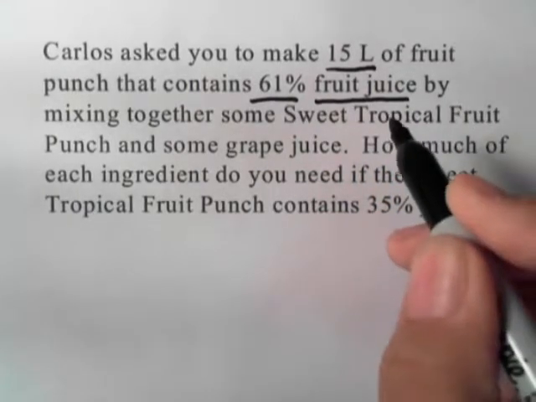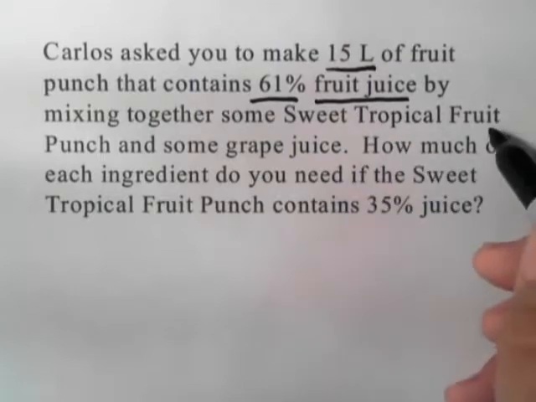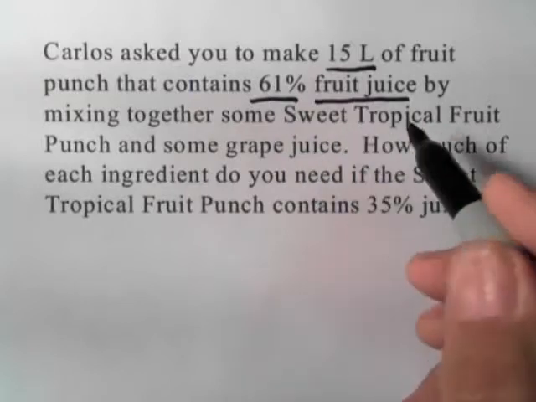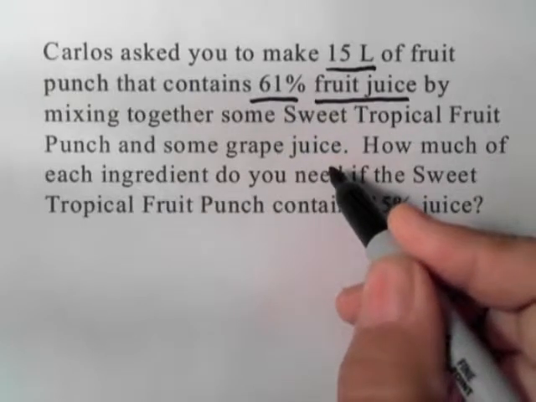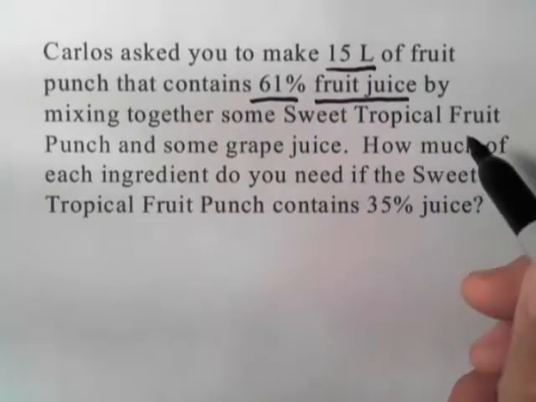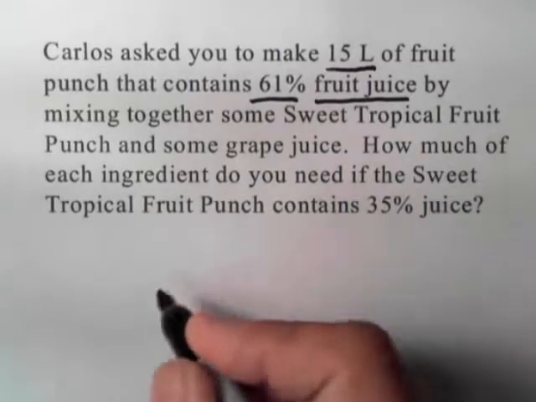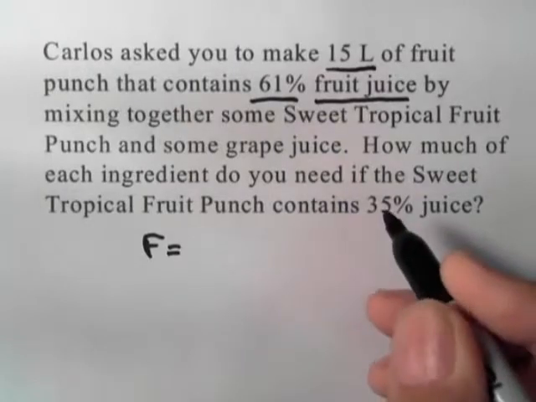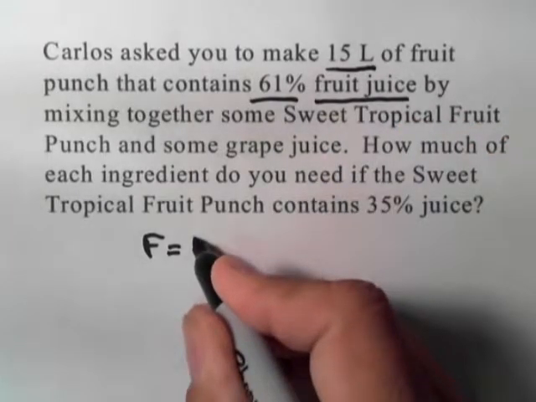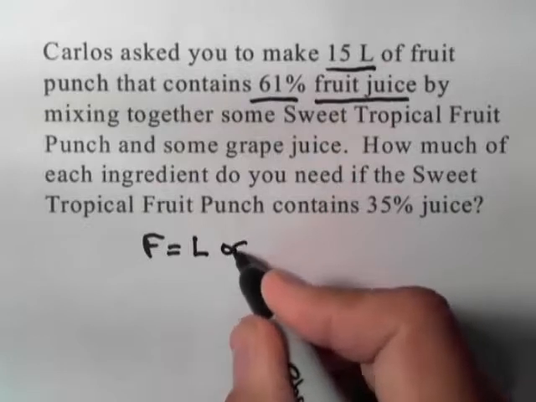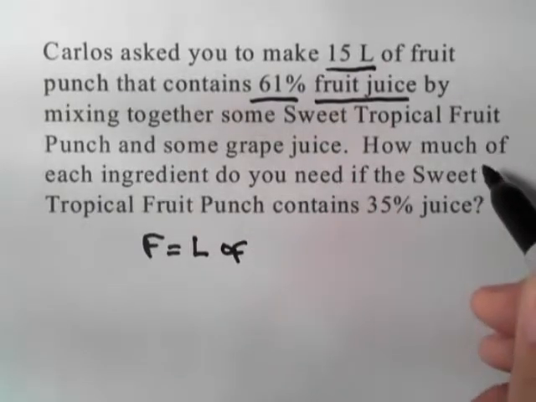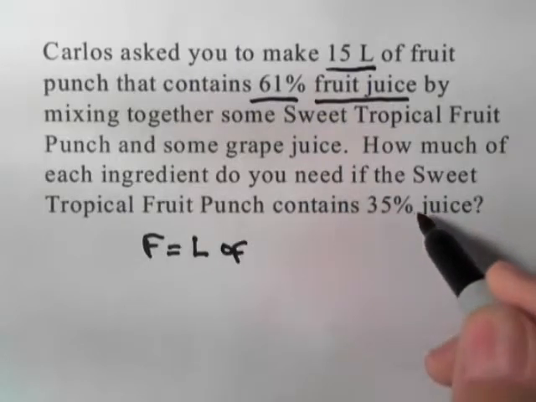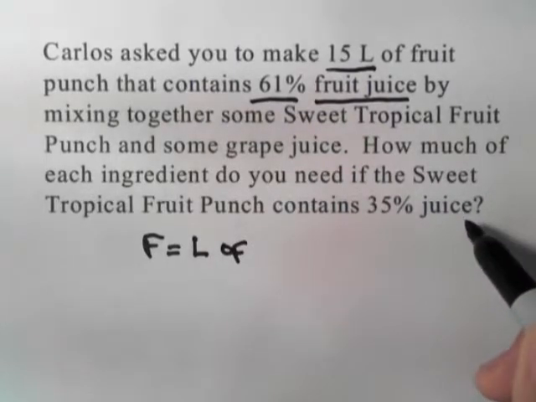Now, what are we mixing together here? Some sweet tropical fruit punch. Well, fruit punch includes juice and other things, and some grape juice. Okay, well, let's say we make F equal the fruit punch, and it's in liters. So liters of, and now let's read on here. How much of each ingredient do you need if the sweet tropical fruit punch contains 35% juice?